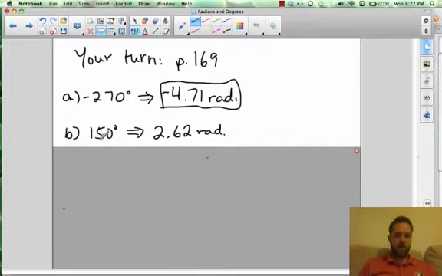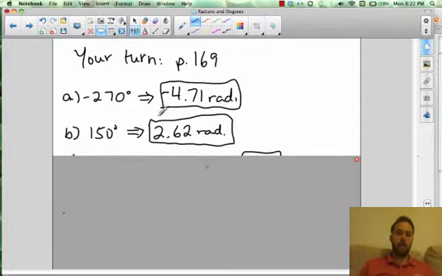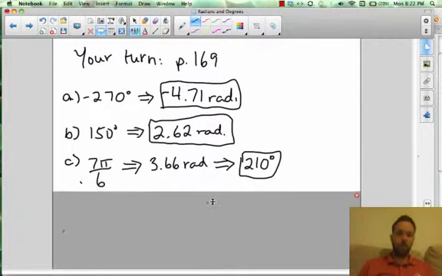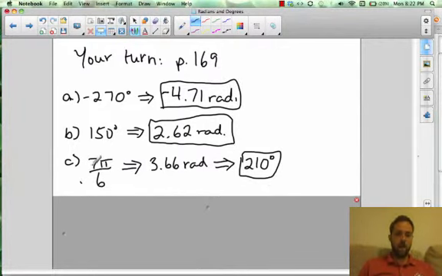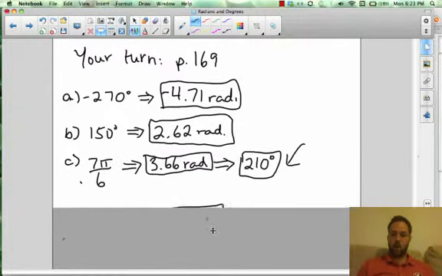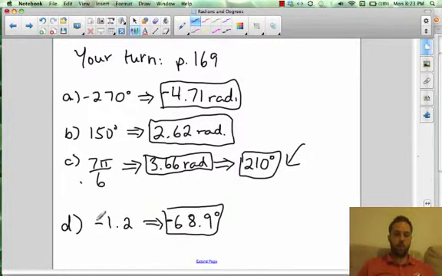B was converting from 150 degrees into radians, and I'm hopeful that you came up with this value, 2.62 radians. Again, if you didn't, you can pause the video, go back, try it again, do it the exact same way as you did A, and you should be in business. C, converting 7 pi over 6 radians into degrees. And the final one here, converting negative 1.2 radians into degrees, and hopefully you ended up with negative 68.9 degrees. If you did, great job.